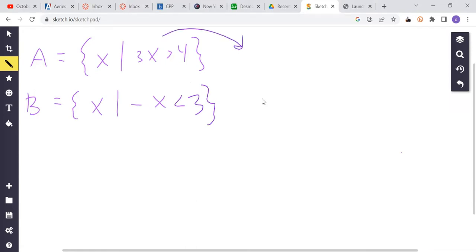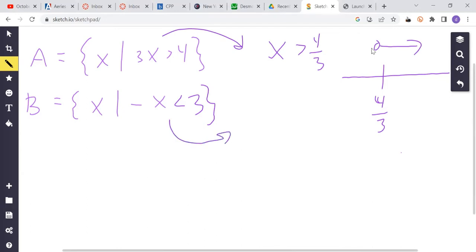Here, what we did earlier was we said this means x is greater than 4/3. And the picture for that, we drew 4/3, we drew an open circle, and we went to the right, greater than 4/3. And then for this one, we said that that's the same as x greater than -3. And the picture for that would be like that there, right? So those are the two separate pictures. So what is the union and what is the intersection?